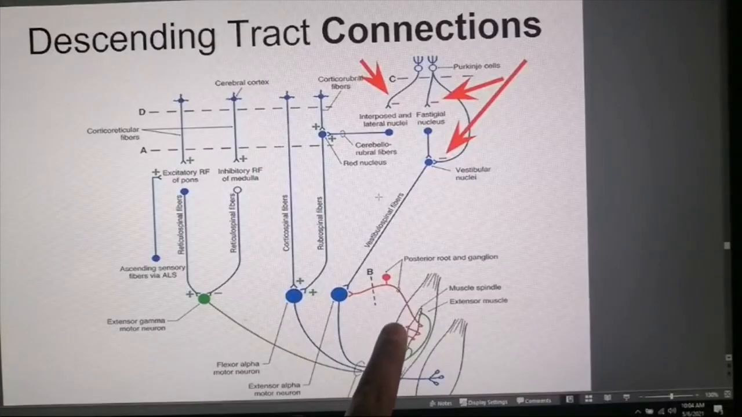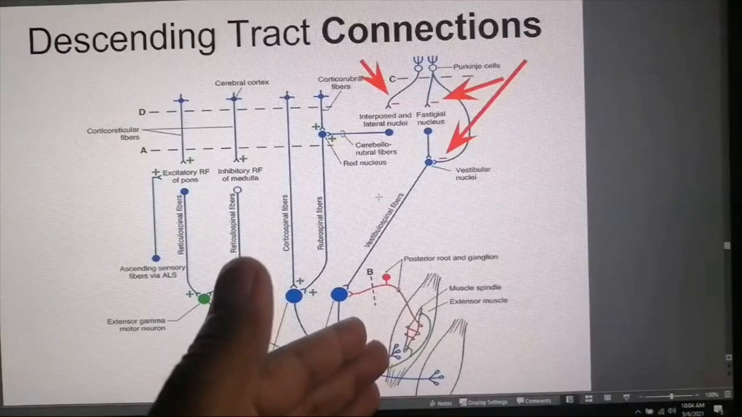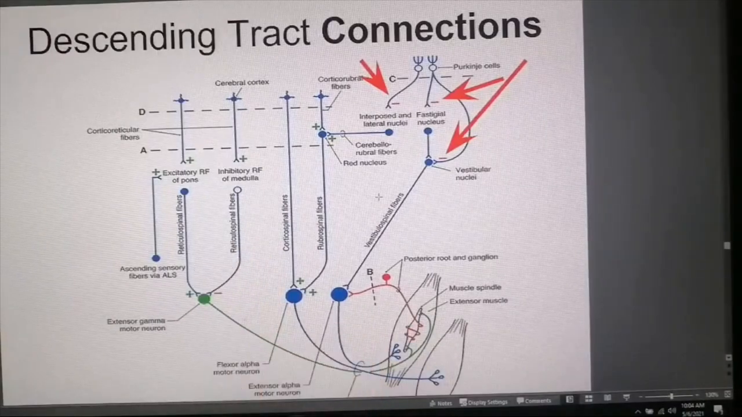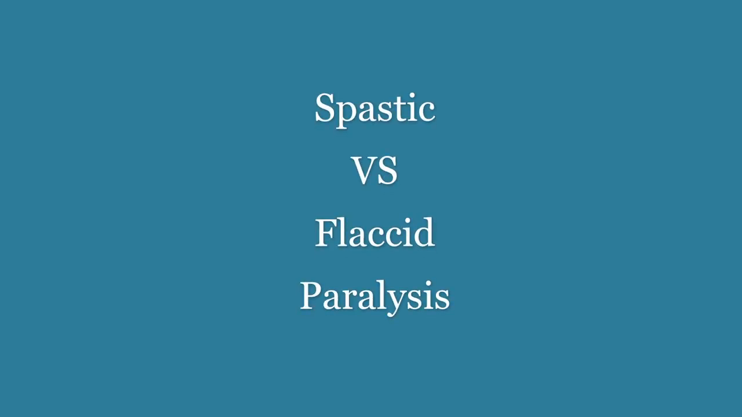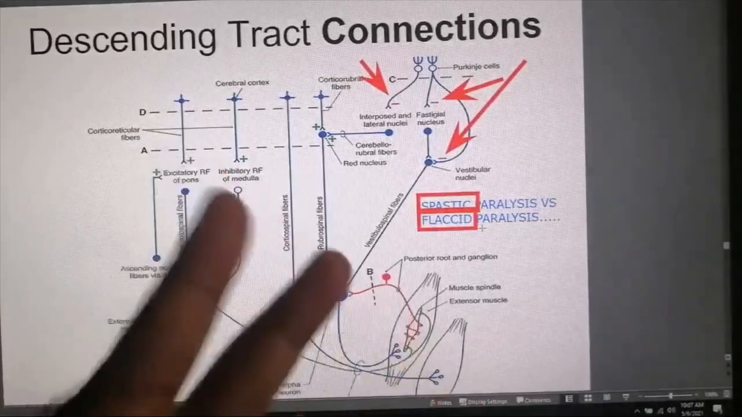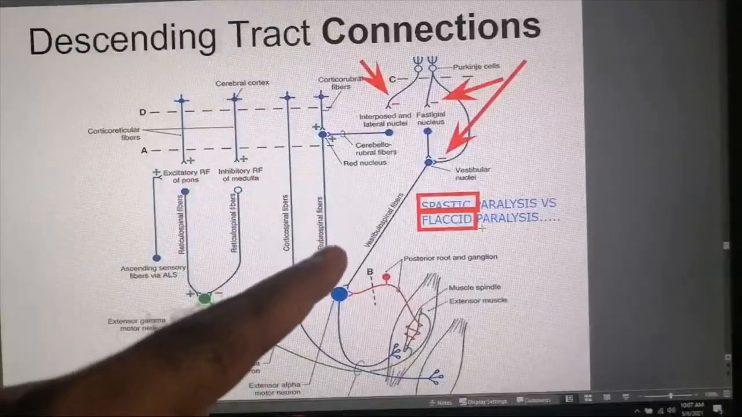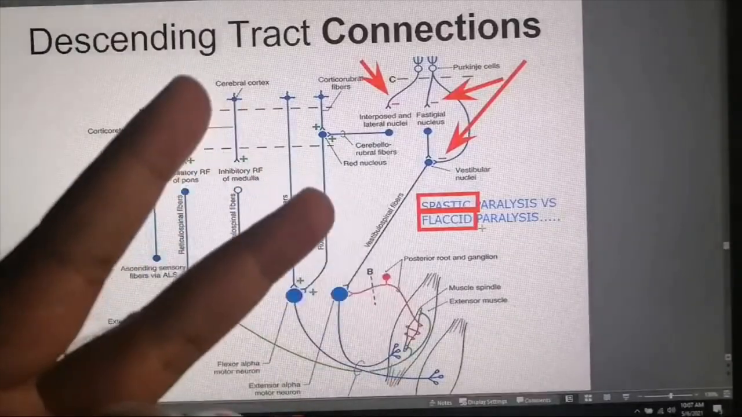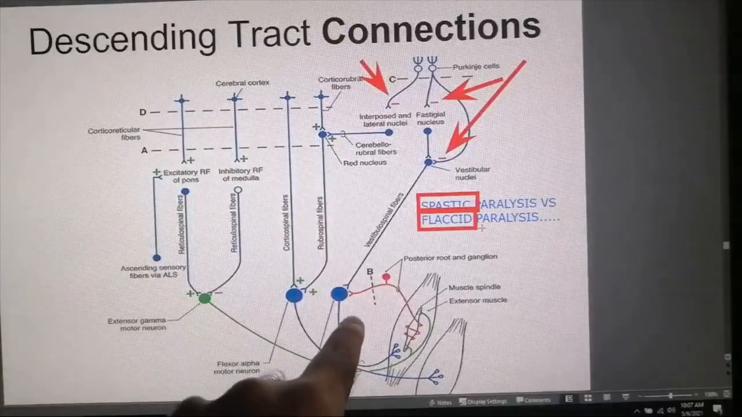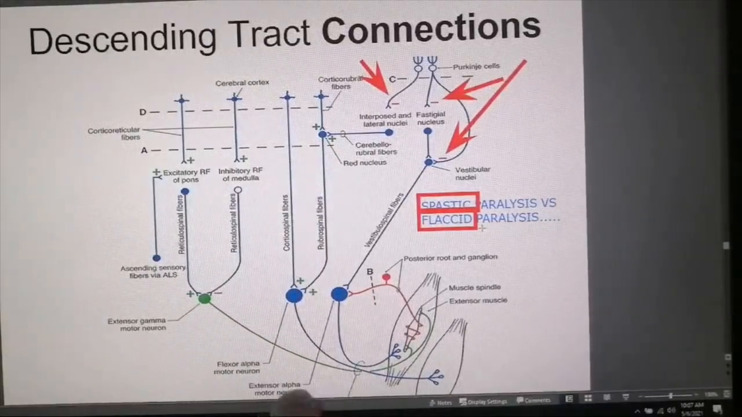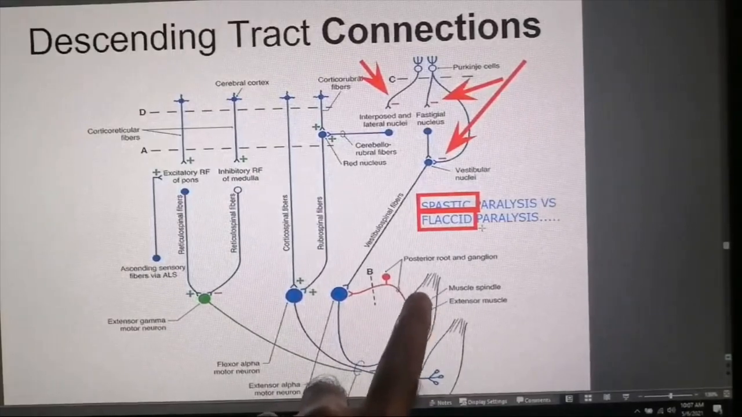Spasticity is when you overstimulate a muscle and this overstimulation causes a functional disability of the muscle such that it cannot do its job. We call it spastic paralysis. Flaccid is when you cut the nerve. So all of this is upper motor neuron lesions. When you do a lower motor neuron lesion, you cut the nerve, you cut this nerve here. When you cut this nerve, this muscle will again go into paralysis.